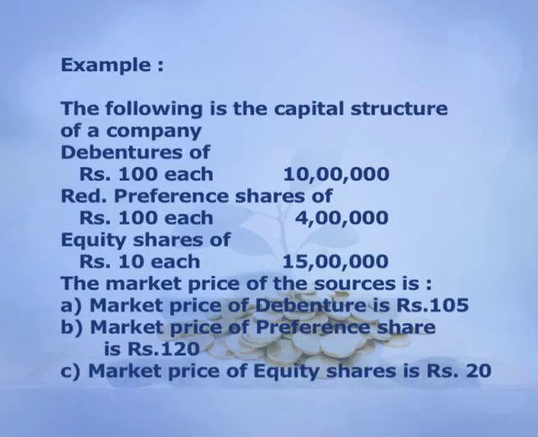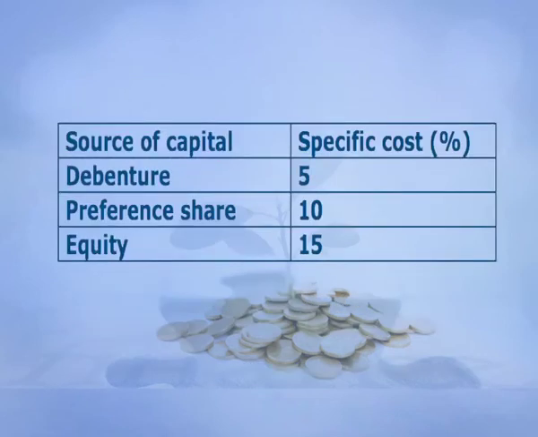The following is the capital structure of the company: debentures of rupees 100 each, 10 lakh; redeemable preference shares of rupees 100 each, 4 lakh; equity shares of rupees 10 each, 15 lakh. The market price of debenture is rupees 105, the market price of preference share is rupees 120, and the market price of equity shares is rupees 20. As shown in this table, the specific cost percentage for debenture is 5%, for preference share it is 10%, and for equity it is 15%.